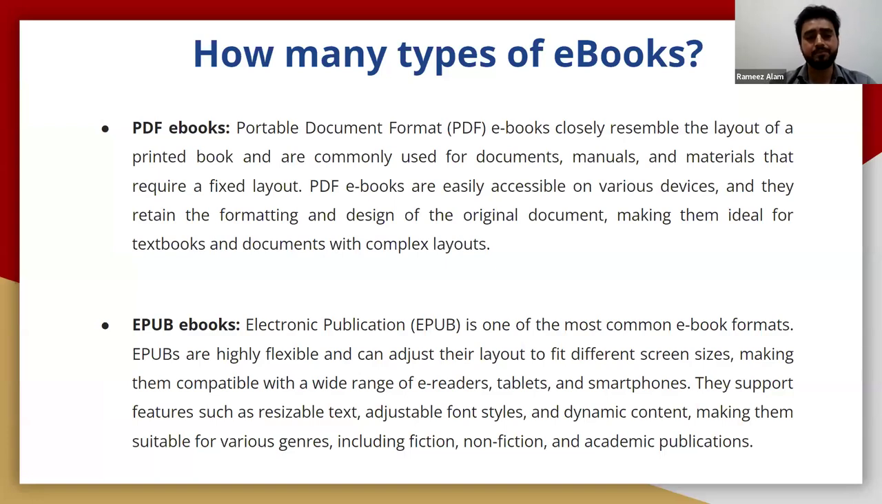Another type is EPUB. EPUB is one of the most important types of ebooks, that is Electronic Publication. It is one of the most common ebook formats. EPUBs are highly flexible and can adjust their layout to fit different screen sizes, making them compatible with a wide range of e-readers, tablets, and smartphones. They support features such as resizable text, adjustable font size, and dynamic content, making them suitable for various genres, including fiction, non-fiction, and academic publications.